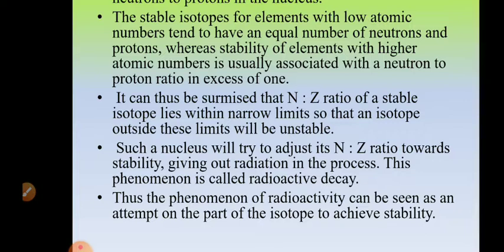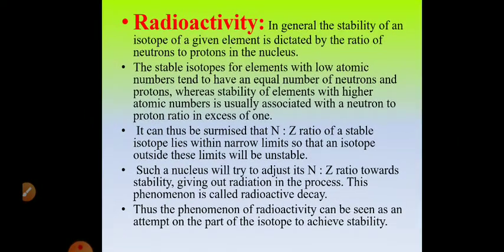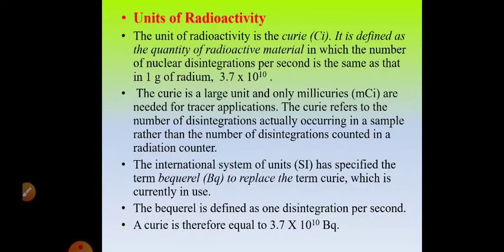Okay. So any isotope, when it is unstable, releases radiation, and the phenomenon of emitting radiation is called radioactive decay. It can be seen as an attempt on the part of the isotope to become stable. So, whenever an isotope wants to become stable, it will emit radiation. And those radiations are to be measured.